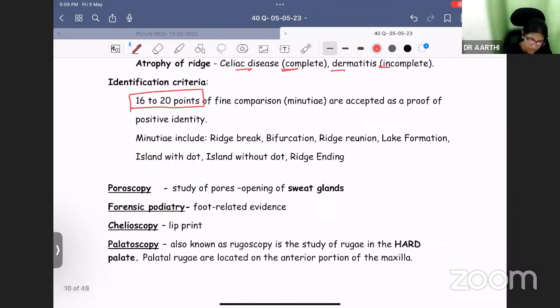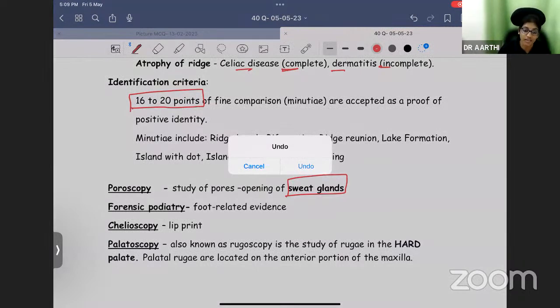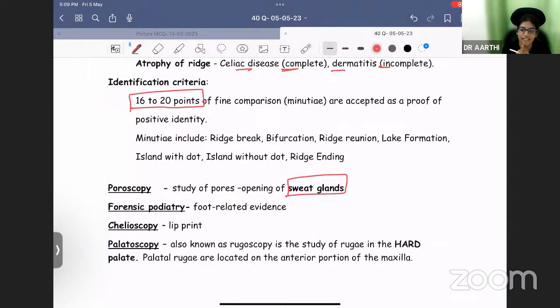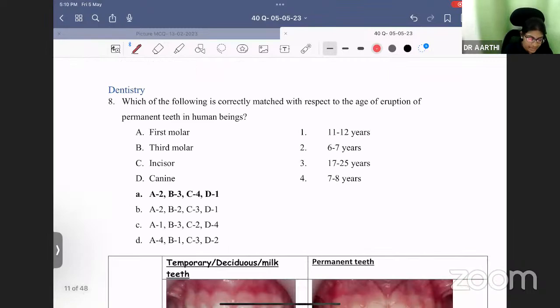Poroscopy is studying the sweat gland, the opening pores of the sweat gland. If you study it, it is called poroscopy. Podoscopy, like in zoology where you would study the foot of an octopus and everything, can be called podoscopy. Okay, and then cheiloscopy means studying the lip print. They have drunk water, and the lip print is studied. Palato means the hard palate, and its ridges are studied, called palatoscopy. Palate means the tongue up region. Cheiloscopy means lip, podoscopy means the limb, and poro means the pore openings of the sweat gland. Dentistry, okay.